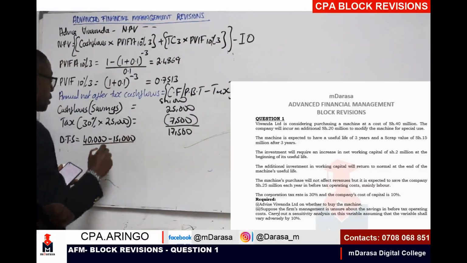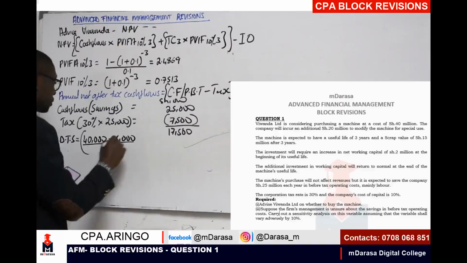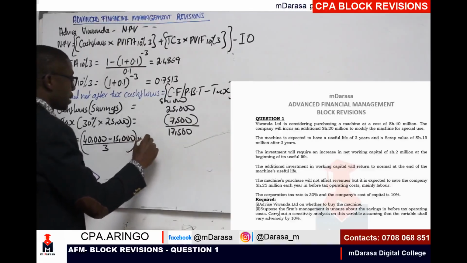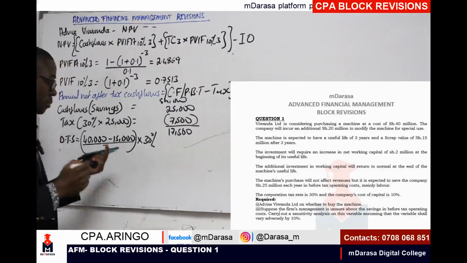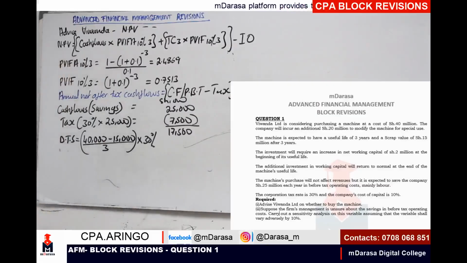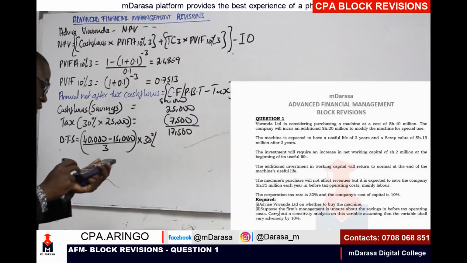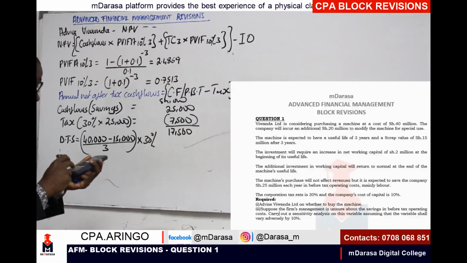We divide by the estimated useful life of 3. We multiply by what tax rate? 30% to determine our depreciation tax shield. DTS, remember I talked about this. So I'm having 40 million minus 15 million divided by 3 times 30.